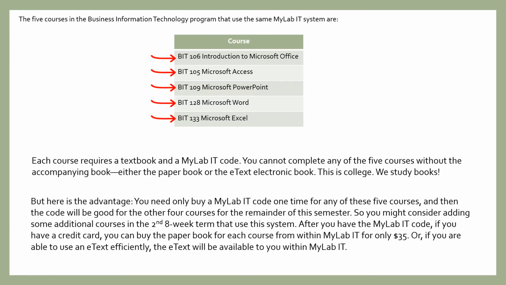After you have the MyLab IT code, if you have a credit card, you can buy the paper book for each course from within MyLab IT for only $35. But if you are able to use an e-text efficiently, the e-text will be available to you within MyLab IT.